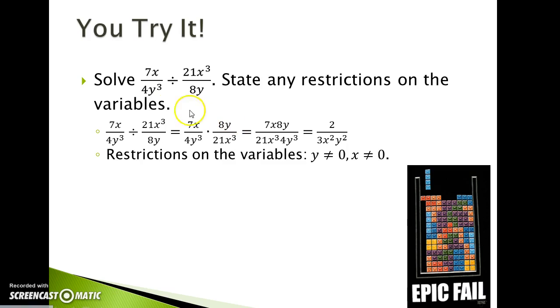No matter what we're looking at, we have y's on the bottom here. Then we change to having x on the bottom. No matter what, if x or y is 0, it's going to make the denominator 0 at some point in this problem. So the restrictions on the variables are that neither y nor x is allowed to be 0.